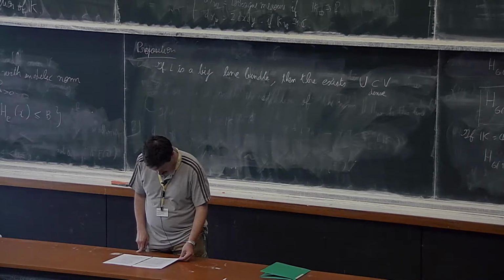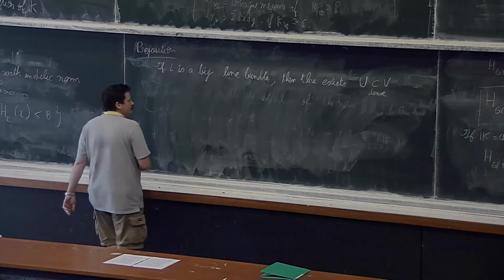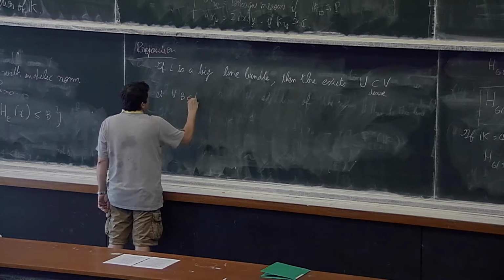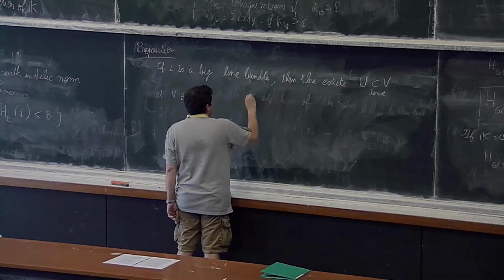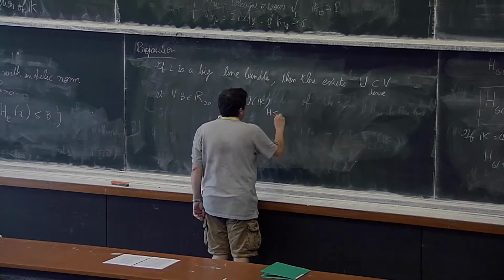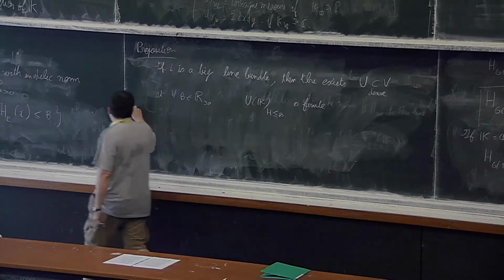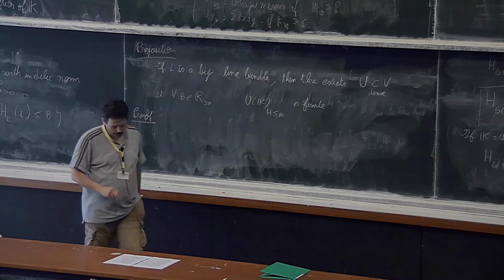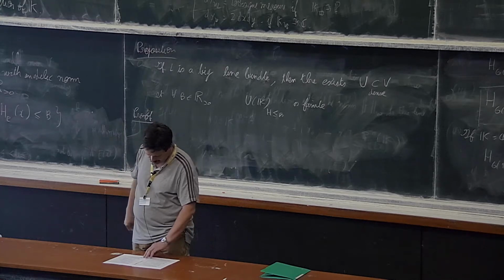Where was I? Yeah, I was here. Then there is a dense open subset U in V such that for any B strictly positive, the set of rational points in U with height less than B is finite. The proof of that is quite simple. Well, I'm going to give only a sketch of the proof. I'm not going to give all the details.